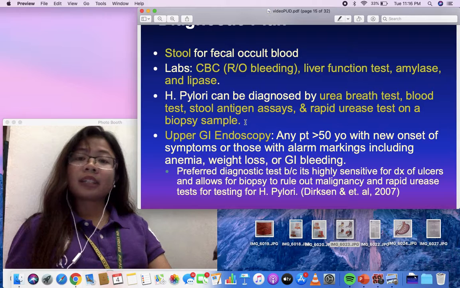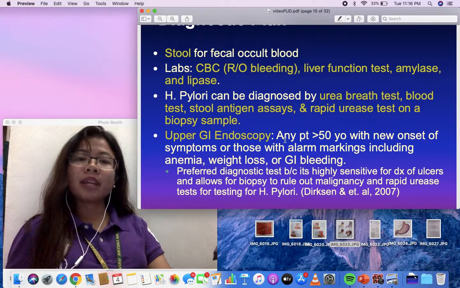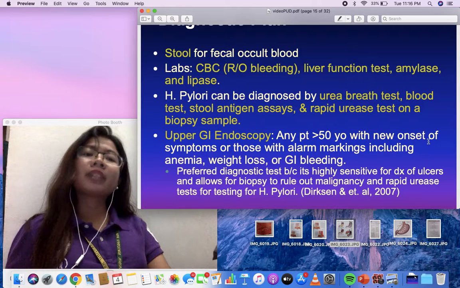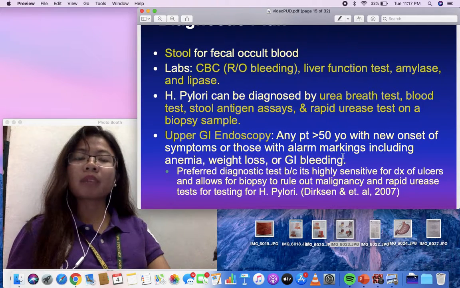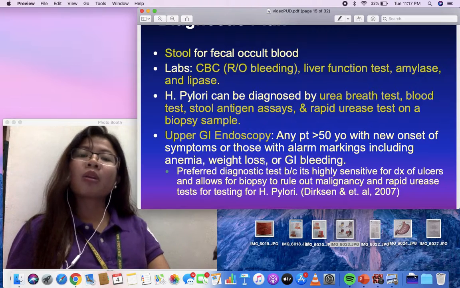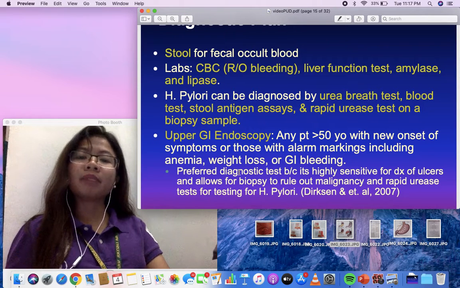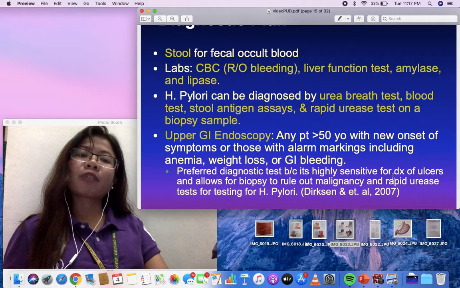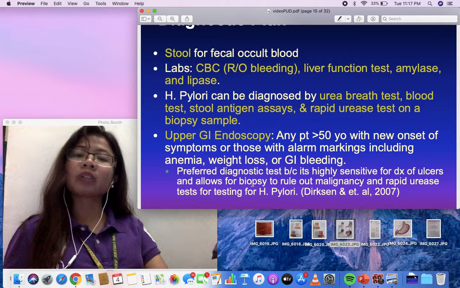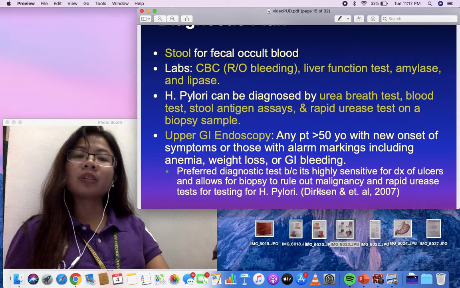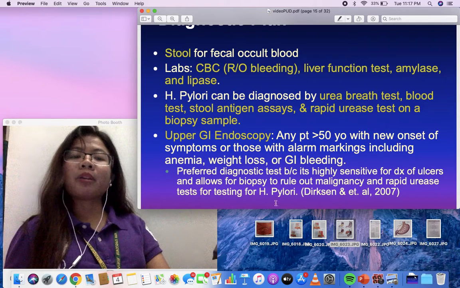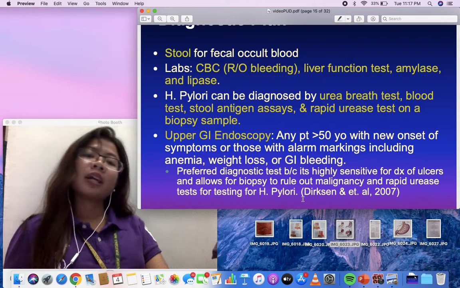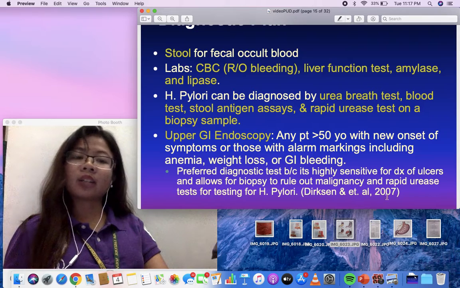Other diagnostic tests: upper GI endoscopy for any patient greater than 50 years old with new onset of symptoms or those with alarm markers including anemia, weight loss, or GI bleeding. It is the preferred diagnostic test because it's highly sensitive for diagnosis of ulcers and allows for biopsy to rule out malignancy and rapid urease test for testing for Helicobacter pylori. It is according to Dirksen et al. 2007.